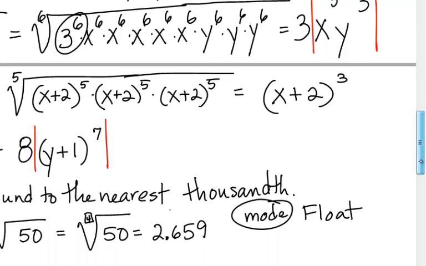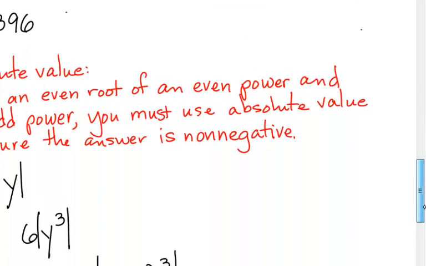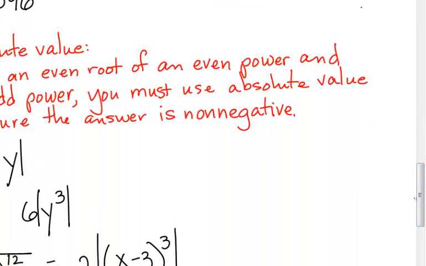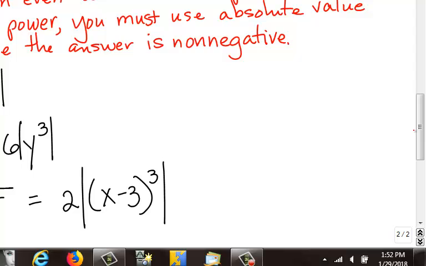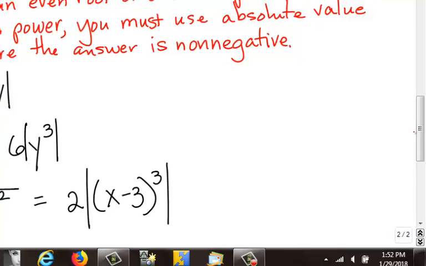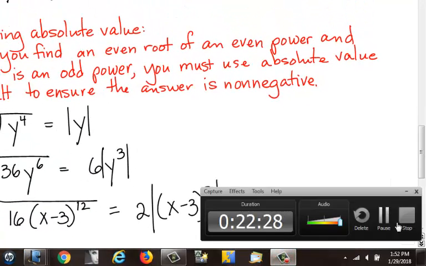Okay? So, when you see the absolute values, it's when it's an even root, an even power, and the answer is to an odd power. Then you put the absolute values around it. Okay? That should be enough to get you started.